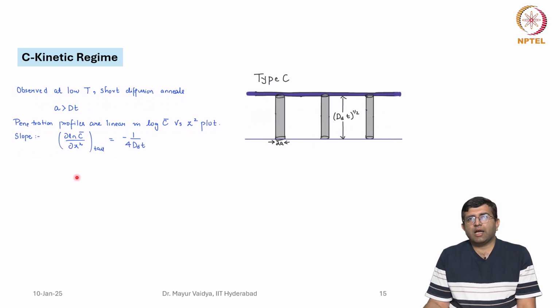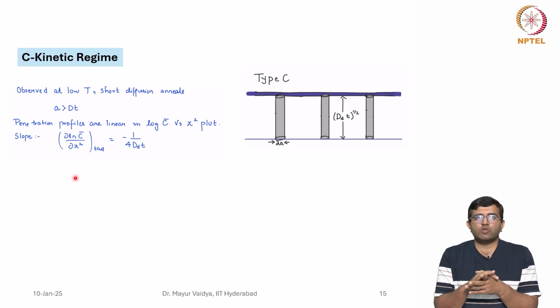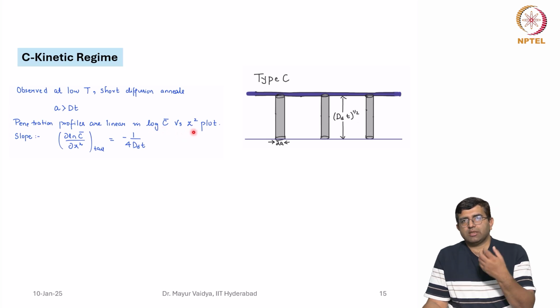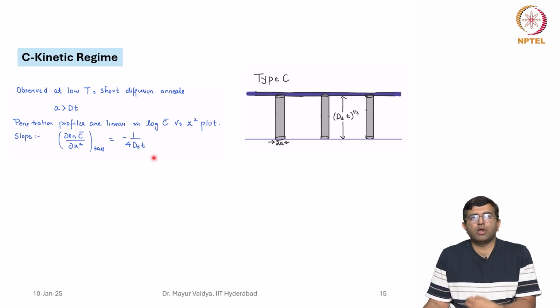And lastly, the kinetic regime C is probably the simplest to understand, where the lattice diffusion is almost 0 and the entire diffusion takes place through the dislocations. So, here the penetration profiles are linear in a log C bar versus Z square plot. This is like your typical Gaussian curve, where dou ln C bar by dou Z square for the dislocation tail will give you minus 1 by 4 D_d into t. So, with the slope you can directly determine the dislocation diffusivity.